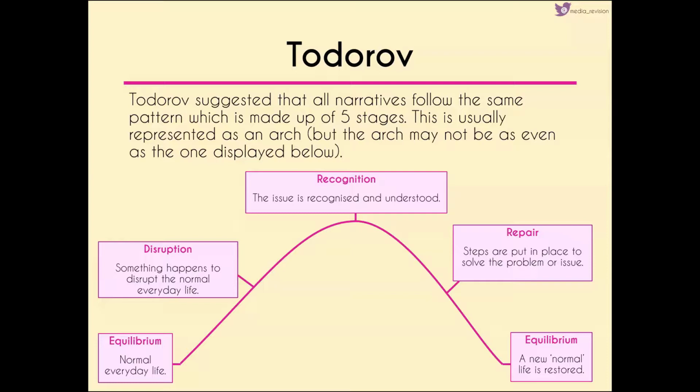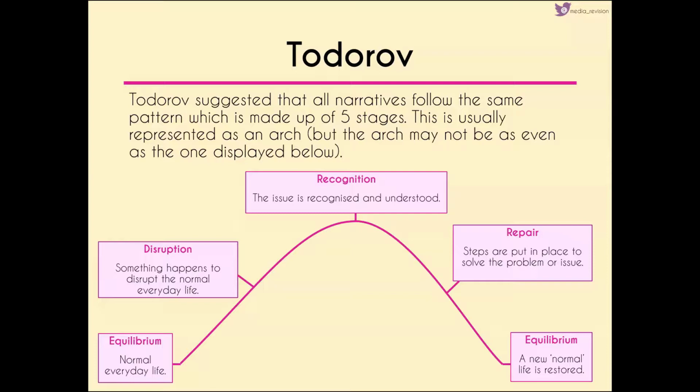Todorov, however, is one that's mentioned by the exam board. He suggested that all narratives follow the same pattern, which is made up of 5 stages. You can see it as an arc, and you could use this in English to help you out as well. The arc might not be as neat as the one that we've got here, but it will have all of these stages. So to start off with, we have this equilibrium, which is basically normal, everyday life as we know it. And then the disruption means that something happens to disrupt this normal everyday life.